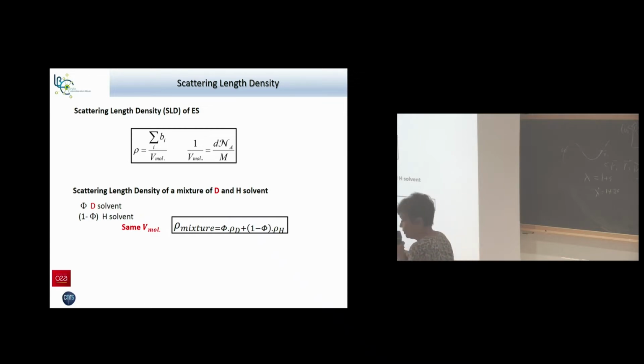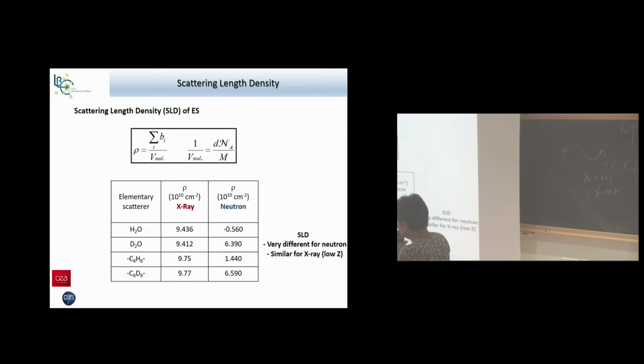This is very useful for neutrons because, as I just mentioned, the scattering length density of H2O and D2O is very different. So by varying the fraction of deuterated water in the media, I can vary the scattering length density of the media over a wide range.